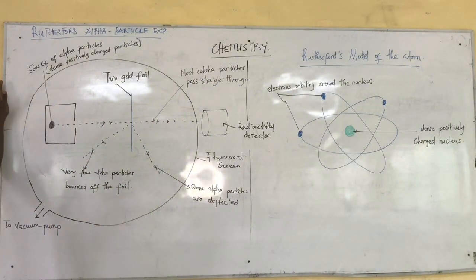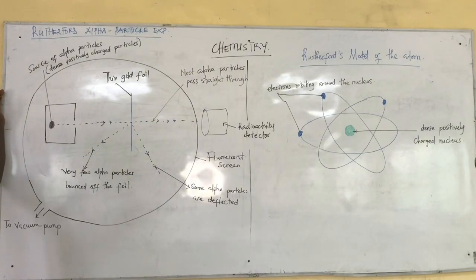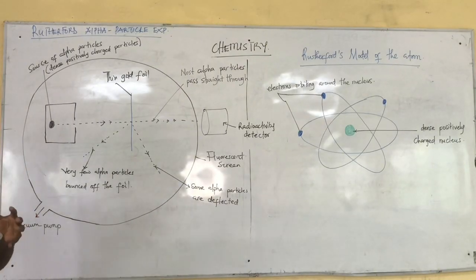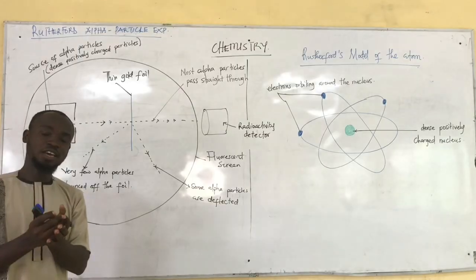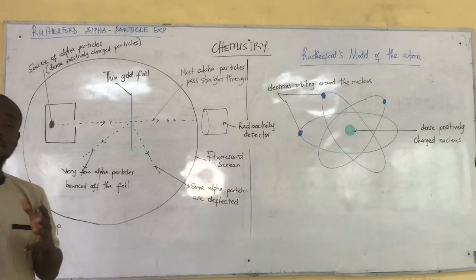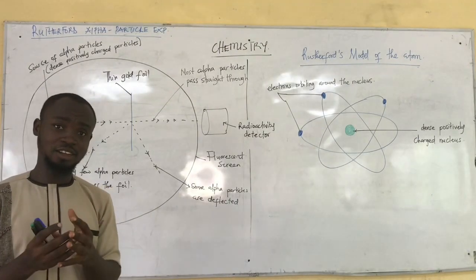For Rutherford's experiment, he used what we call the alpha particle. The alpha particle is a radiation that is emitted from a radioactive substance or element. It is positively charged. It has a proton number of 2 and a mass of 4. It is dense. Is that okay?